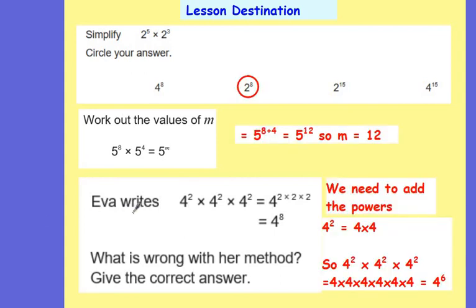And these are the answers. Please check your work and see how you did. This one is 2 to the power of 5 plus 3, which gives me 2 to the power of 8. The second one, we've got 5 to the power 8 plus 4, which gives me 5 to the power 12. So this m must be 12. And for the last one, she's done 4 to the power of 2 times 2 times 2, which we know isn't right. You'd need to do 2 plus 2 plus 2, which will give you 4 to the power 6.